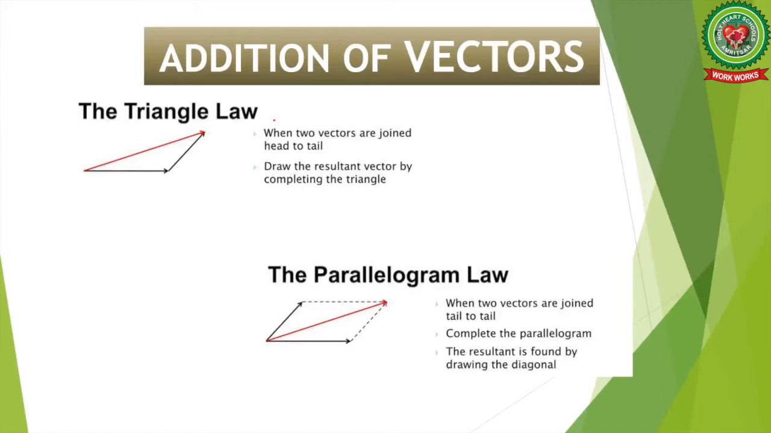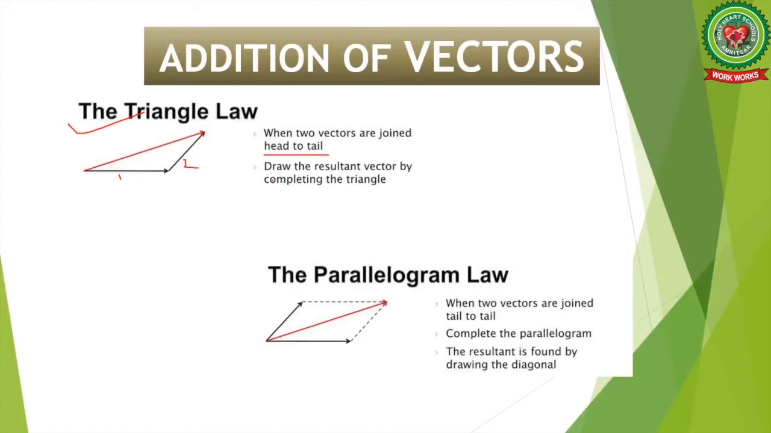Okay, now addition of vectors. How can you add two vectors? Students, whenever you have to add two vectors, there are two basic laws you have to follow. The first law is the triangle law of vector addition. What is the triangle law? When two vectors are joined head to tail. This is the head and this is the tail: if this arrow represents the head of a vector, this endpoint is the tail. Here this is the first vector and this is the second vector, and these two vectors are joined head to tail.